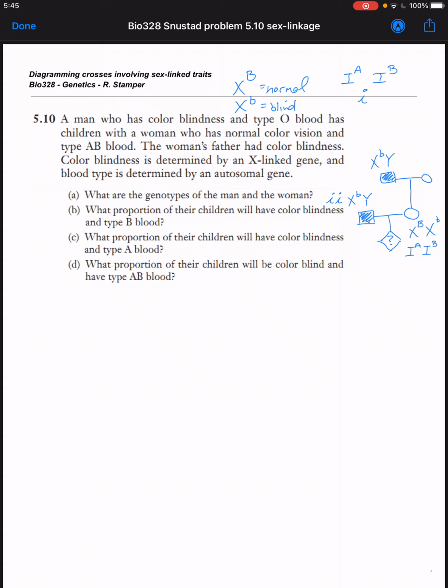Now, what proportion of their children will have this, that, or the other thing? I want to point out the language here. What proportion of the children is asking us amongst all the children? We don't care about the sexes. Some of these questions will ask, what's the chance of having a boy that's affected in some way, or a girl that's affected in some way? In this case, they're asking us about children. So we're looking at the total offspring.